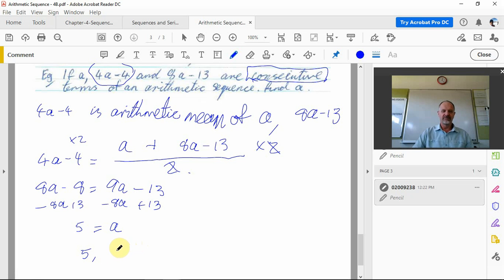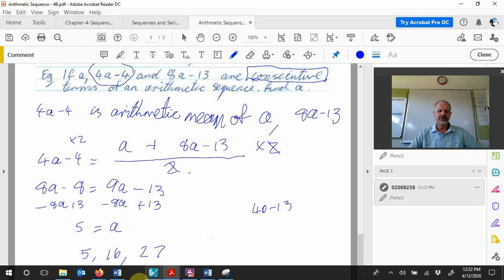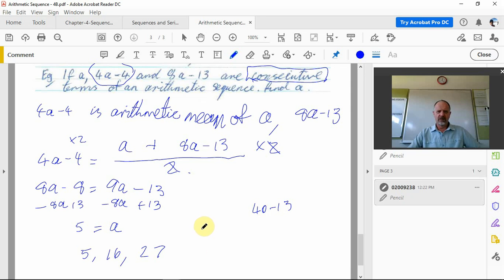Then the next one, 4 5s are 20 minus 4 would be 16. The next one, 5 8s are 40 minus 13 is 27, I believe, I hope. 5 8s are 40 minus 13, so 27. All right, and so there's our A to form that arithmetic sequence where this is the middle number of those two. All right, so it's 11 each way, of course.